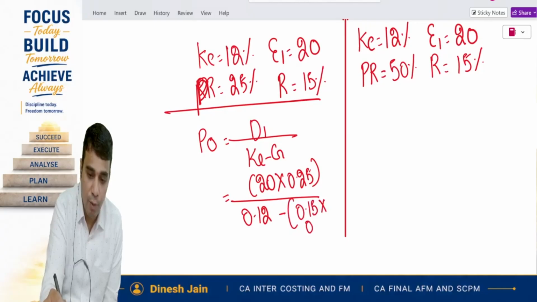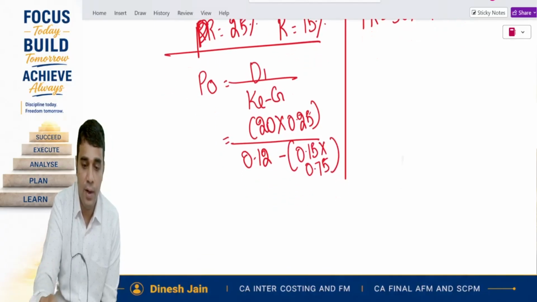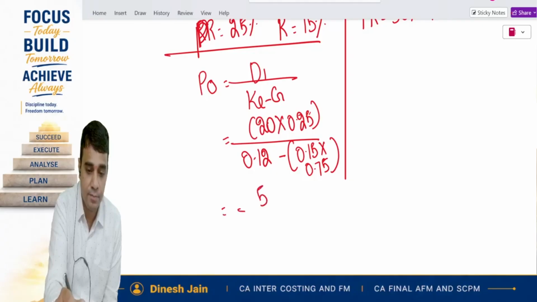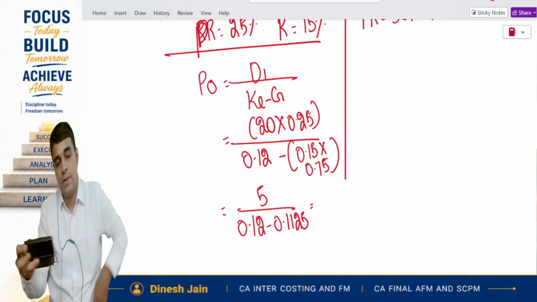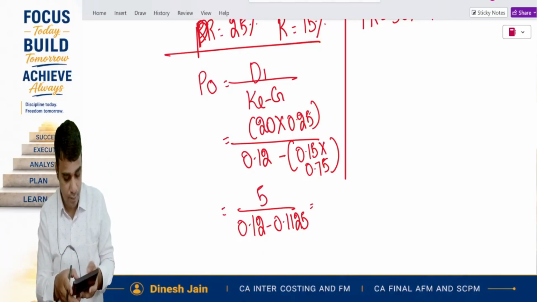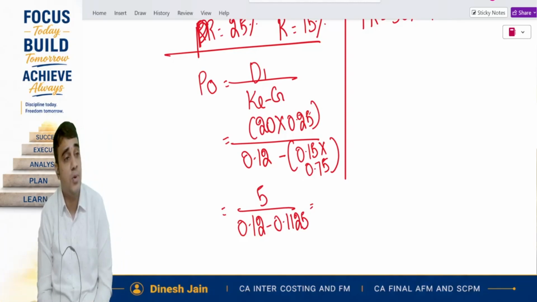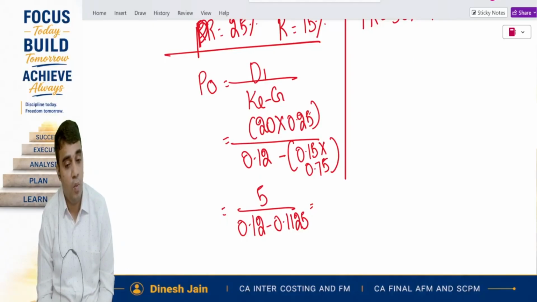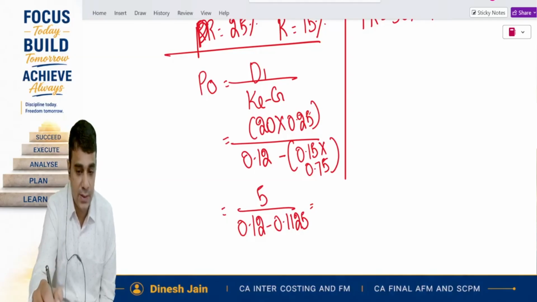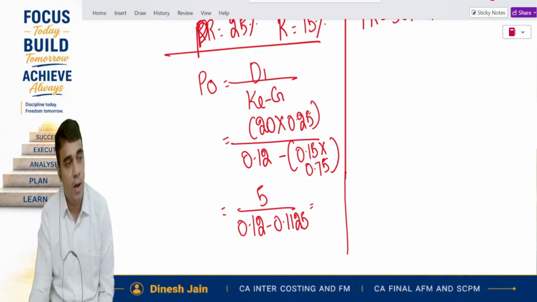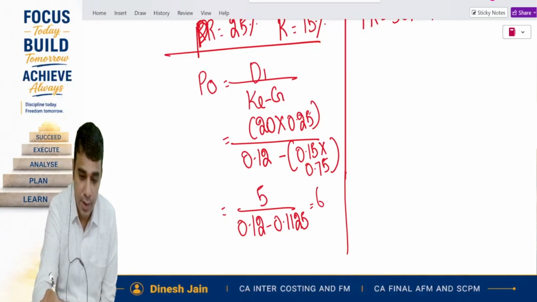0.15 into 0.75. 15 into 75. Any doubts on this? 0.15 into 0.75. The basic question to just get started with. How much are you getting here? 666 point. Clear?